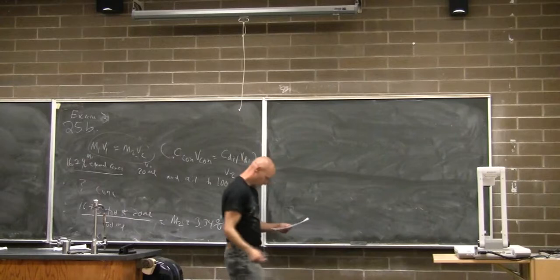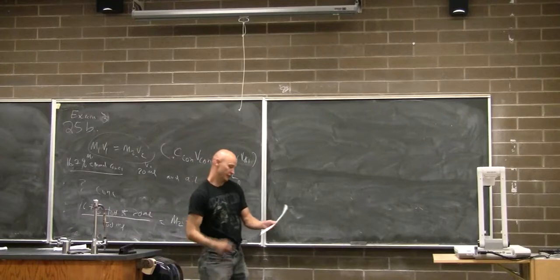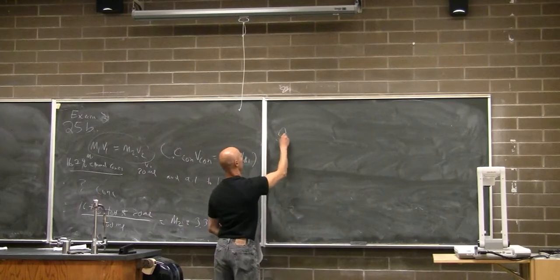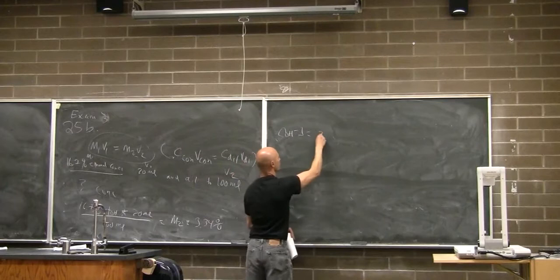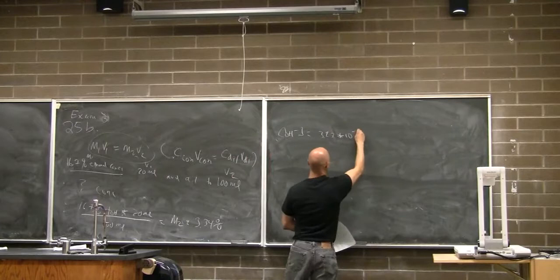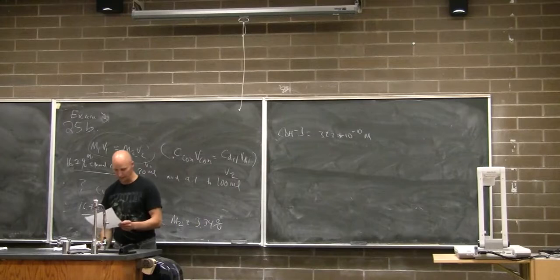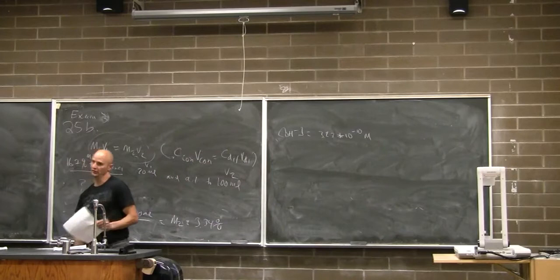Okay, there's a problem right here, 26B. I give you that the OH minus concentration is equal to 3.23 times 10 to the negative 10 molar. And then I ask you to find the hydronium ion, and I ask you to find the pH of the solution. Really fast, is this an acidic or basic solution?